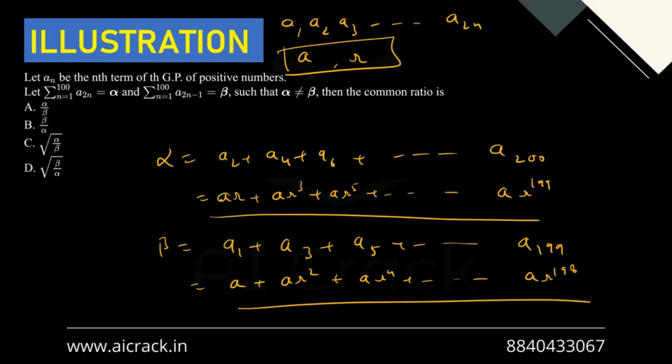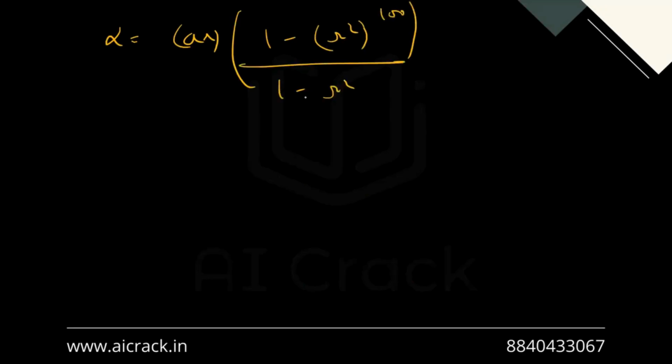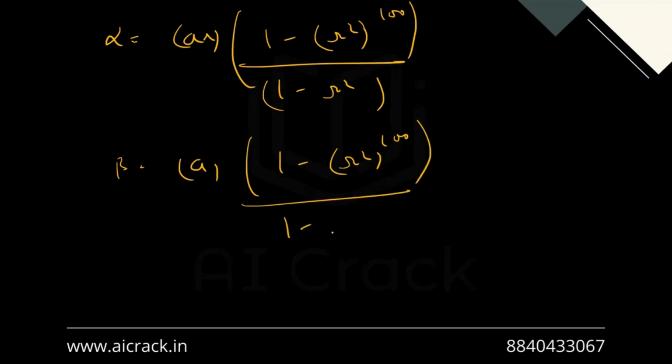Now you can see that both of them are individually a GP. In alpha, the first term is AR and the common ratio is R square. In beta, the first term is A and the common ratio is R square. Let's find the summation alpha and beta. Alpha is the first term AR multiplied by 1 minus R square raised to N, that is 100, whole divided by 1 minus R square. Beta is the first term A multiplied by 1 minus R square raised to 100, because the common ratio is R square and the number of terms is 100, divided by 1 minus R square.